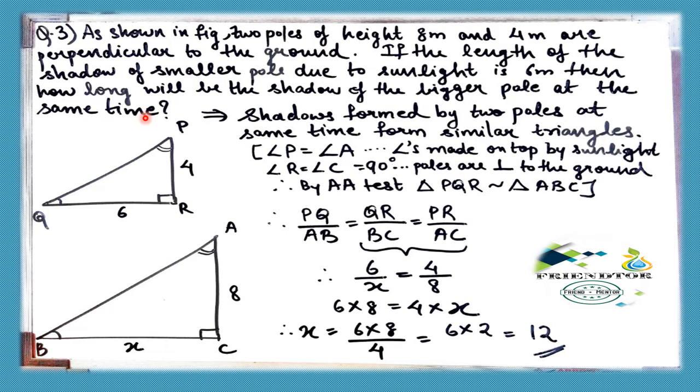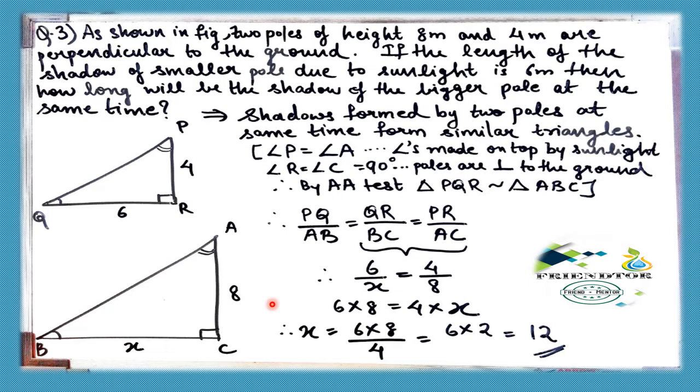If you see the diagram, suppose PR is the smaller pole and AC is the bigger pole. PR is making a shadow of length 6 meters, and QR is the shadow of PR, which is 6 meters long. Now AC, the bigger pole, is making a shadow of length X meters, that is BC. Now we have to find what this X is. How will we use similarity over here?